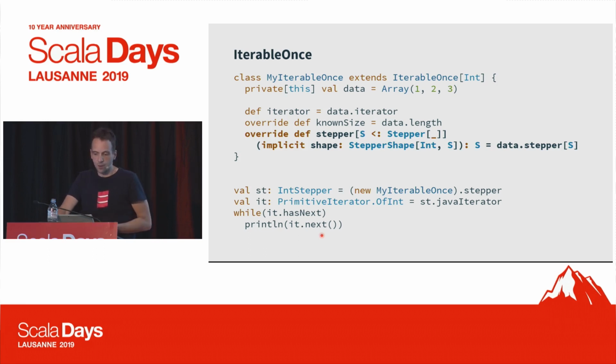You could use the same code at the call side without overriding the stepper method, but the default stepper implementation just goes through iterator. So that means it will box primitives and it will not support parallel processing.